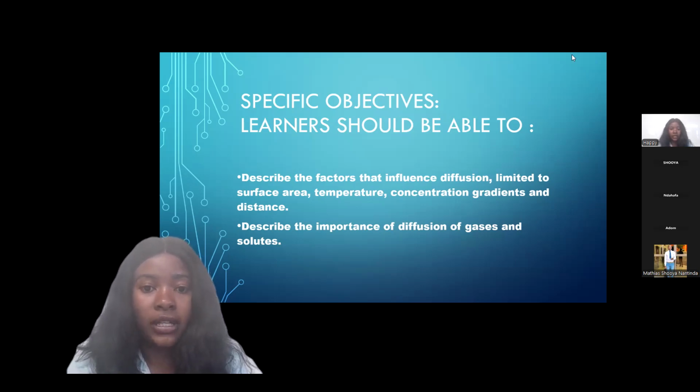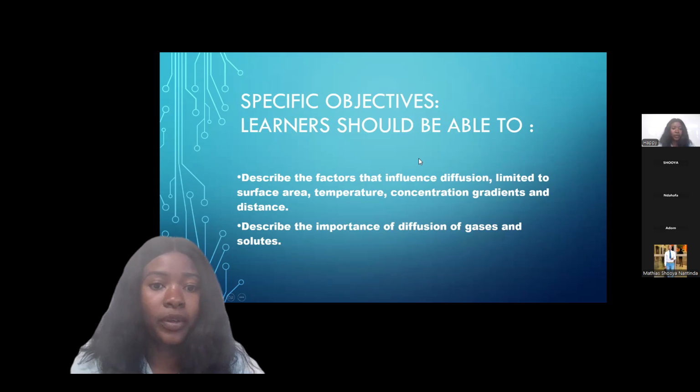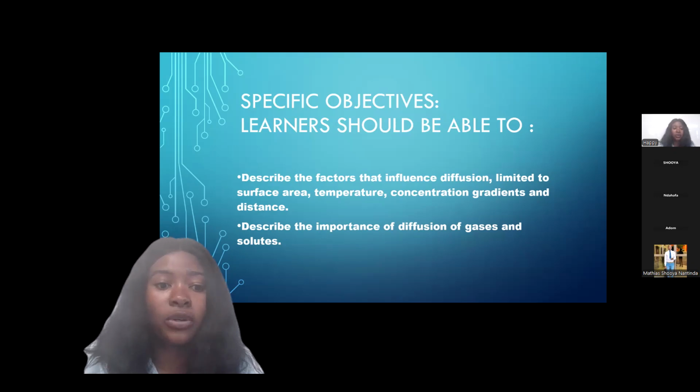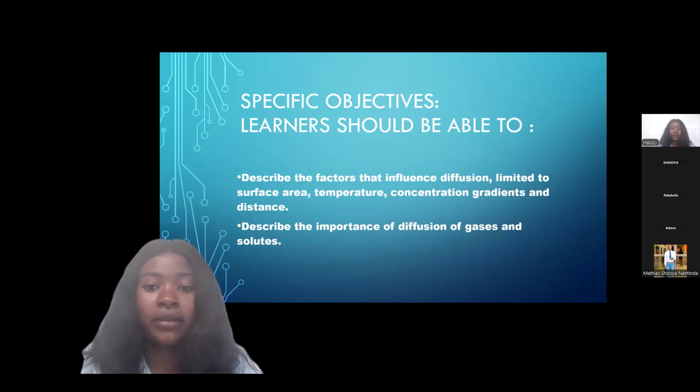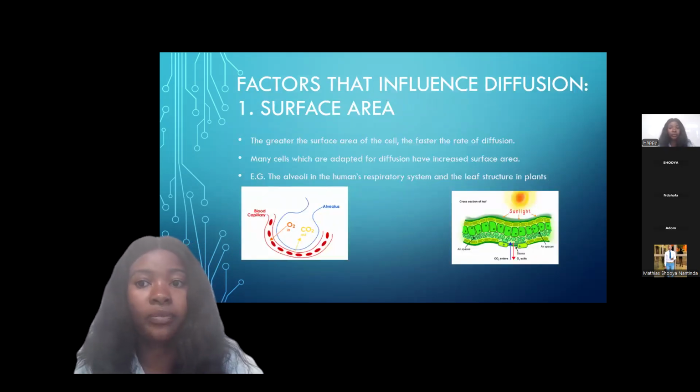All right. Okay, so we'll be starting with the factors that influence diffusion, such as when we are talking about surface area, temperature, concentration gradient, and the distance. And we'll also be looking at how to describe the importance of diffusion of gases and solids. All right, so let's get on with it.